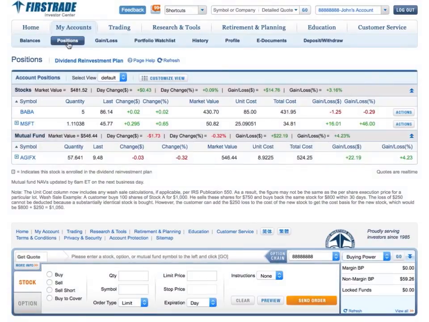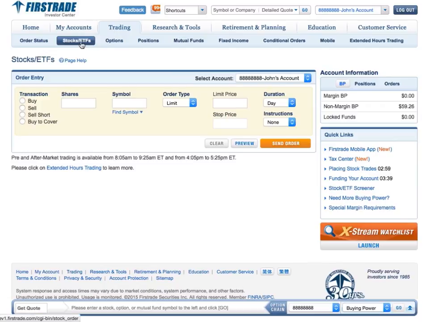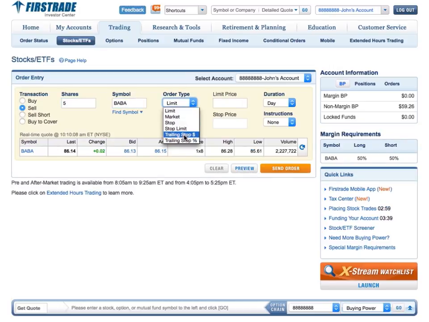Let's conclude this session with an example of how a trailing stop sell order is entered on our site. If a client holds 5 shares of Alibaba that were purchased at $85 per share, he may decide that he doesn't want to lose more than $5 on his investment, but also wants to take advantage of any price increase. Clicking on the trading link will bring him to the Stocks ETFs order entry page. He may enter a sell order for 5 shares of BABA and set a trailing stop price at $5. He might also choose a percentage sell stop.